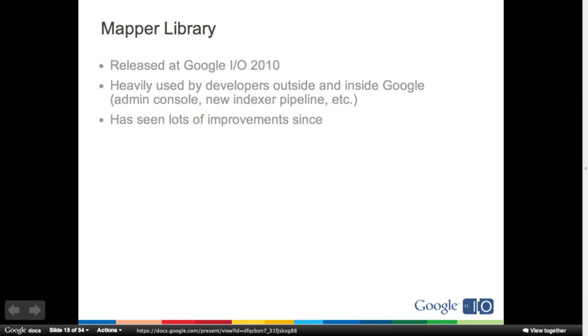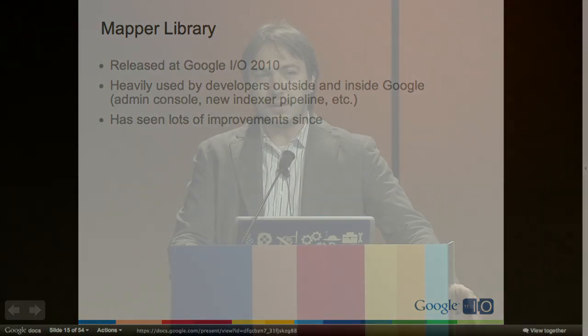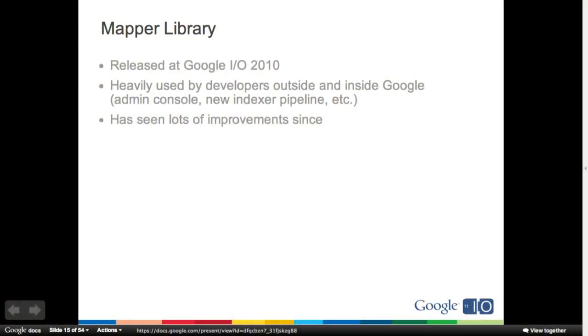Since then, it's been heavily used by developers everywhere, outside and inside Google. We even use it in the App Engine team. We use it in the admin console. We generate reports with that. We have a new indexer pipeline, which is in the works, which uses the MapReduce Library. And lots of people, like there was recently a blog post about guys using this MapReduce Library, which is already useful. And during the whole year, we've been working on improving that.